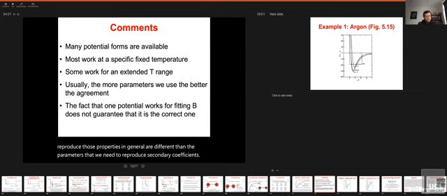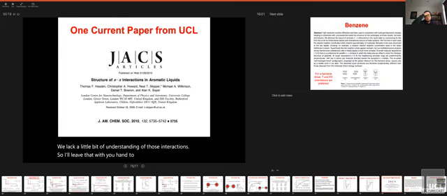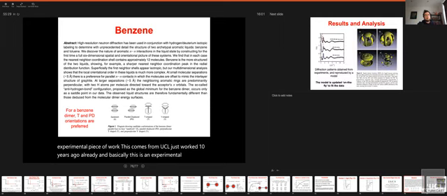So, yes, we are understanding how the systems behave, how the molecules interact with each other. We have the statistical mechanics approach that tells us how to go from the interaction potentials to the second virial coefficients, but we lack a little bit of understanding of those interactions. All right? So I leave that with you, and to conclude, I want to show you an experimental piece of work. This comes from UCL, just actually 10 years ago already.